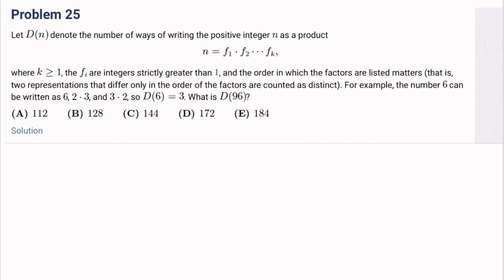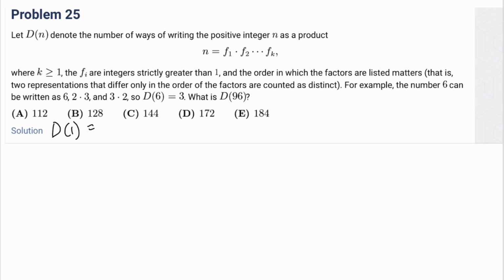Last problem, number 25. Let Dn denote the number of ways of writing the positive integer n as a product n equals f1 times ... times fk, where k is greater than or equal to 1, the fi are integers strictly greater than 1, and the order in which the factors are listed matters, so two representations that differ only in the order of the factors are counted as distinct. For example, the number 6 can be written as 6, 2 times 3, and 3 times 2, so d6 equals 3. What is d96? Okay, so let's start by writing out some values of d.